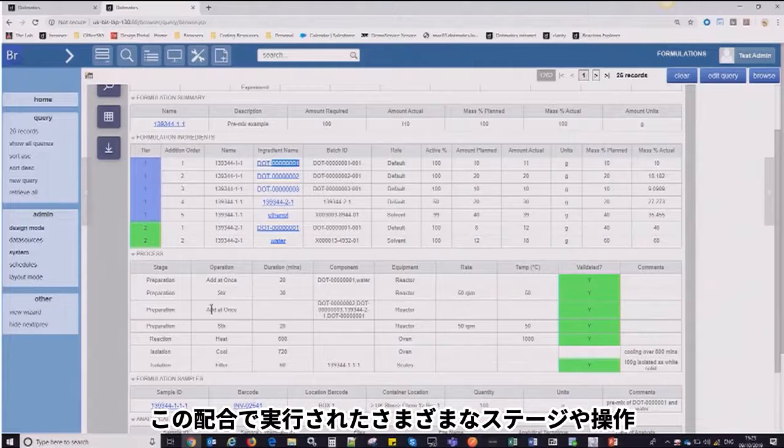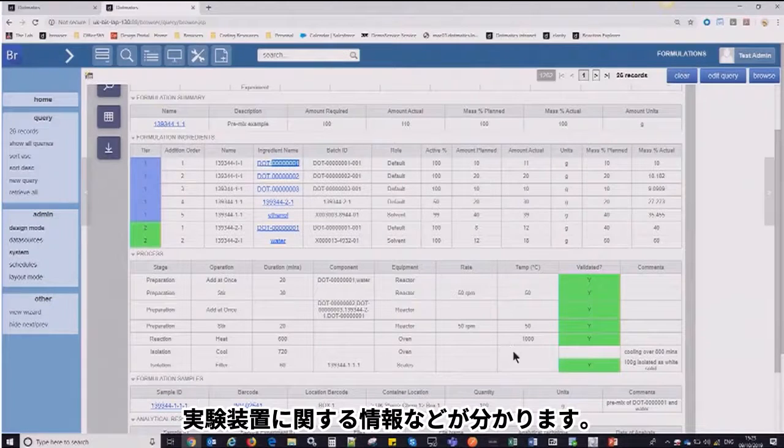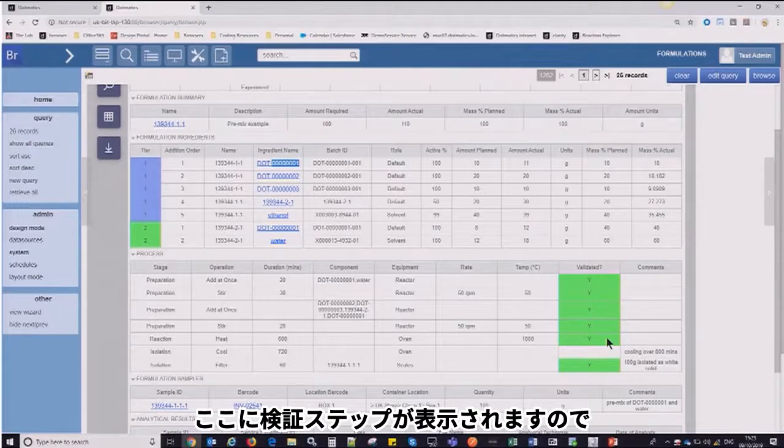I've got information here such as the various stages and operations that were performed on this formulation, the components that were used at each step, and some information about the equipment. What's nice to show here is the validation step.